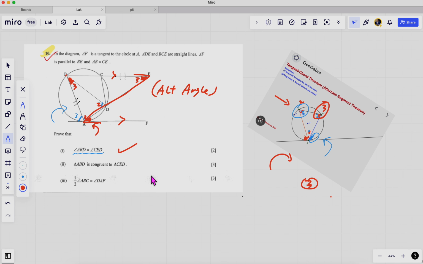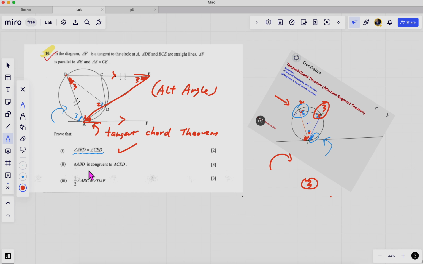So the reasoning, usually have which one? The first one is tangent chord theorem. The other one is alternate angle. Just write that in the bracket. For the first one, tangent chord theorem. Then for the second one, alternate angle. Then therefore this is equal to this.